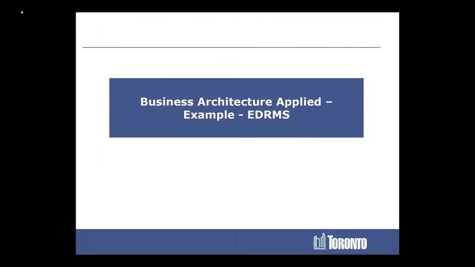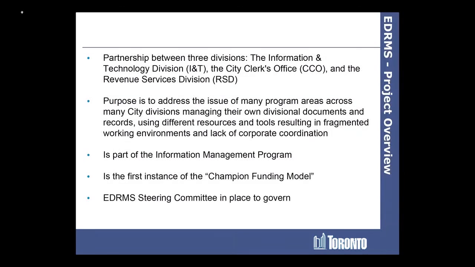The last part of this presentation is to take again the information that we've described to date and show you how we've applied it to a particular project. The example that we're going to use here is the Enterprise Document Records Management Solution. I'll give you a quick overview of what the project is, and then get into some of the artifacts that were used, and then how it aligns with the overall model that we're trying to accomplish.